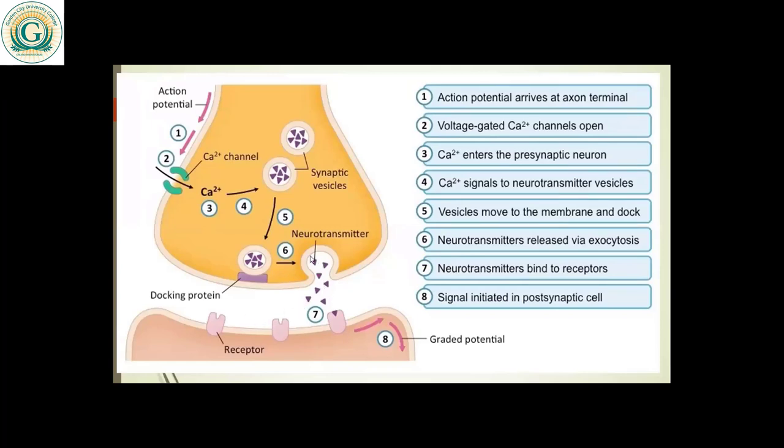Can someone explain to me how the impulse causes the release of neurotransmitters into the synapse, just as I just did it? From your understanding.